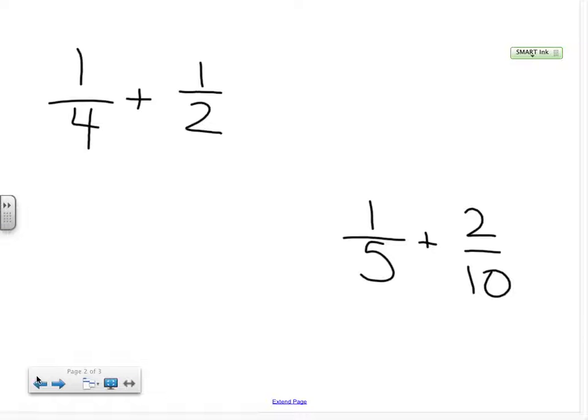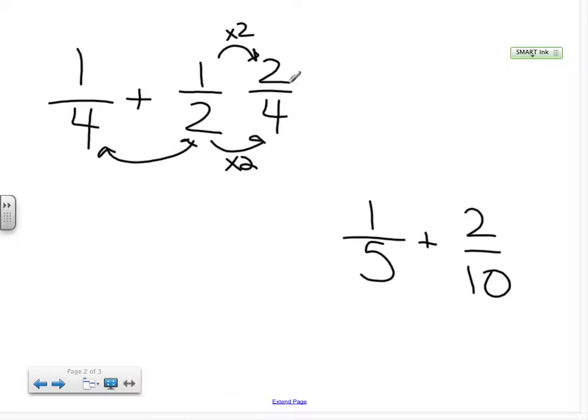1/4 plus 1/2. If you don't have like denominators, you need to make like denominators. So the first step is to see if your denominators talk to each other and work together. 2 and 4 are going to work together because 2 times something is 4. So we're going to change halves to be out of fourths. How do we get from 2 to 4? We times by 2. So whatever we do to the denominator, we need to do to the numerator.